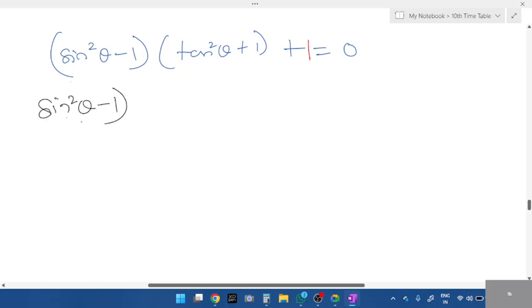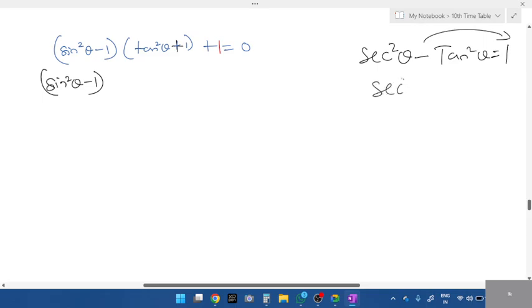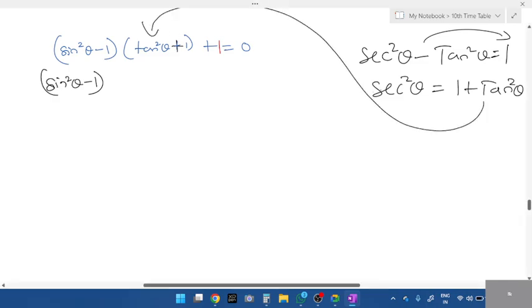Sin square theta minus 1. What is tan square theta minus 1? When tan square is given, use the square relation. What's the square relation we have for tan square, students? Sec square theta minus. If I need tan square theta, if minus goes to the other side, what happens? Sec square theta is equal to 1 plus tan square theta. So in place of 1 plus tan square theta, what should I substitute? Next, plus 1 remains as it is. You should get 0, students.